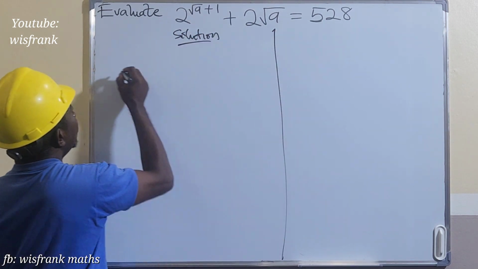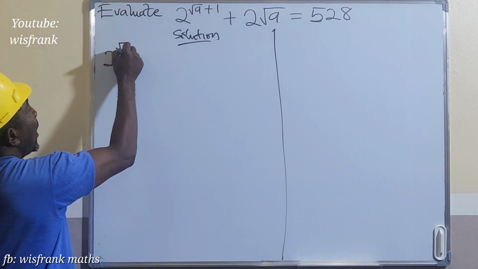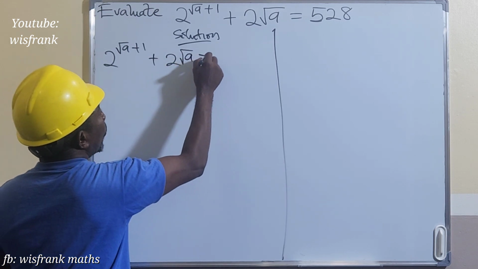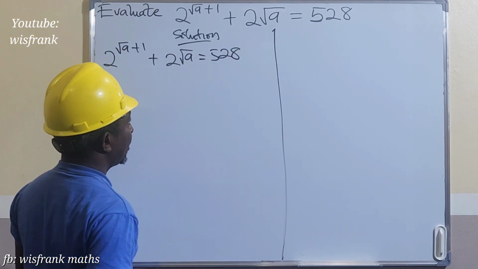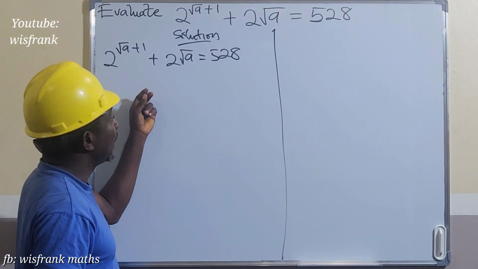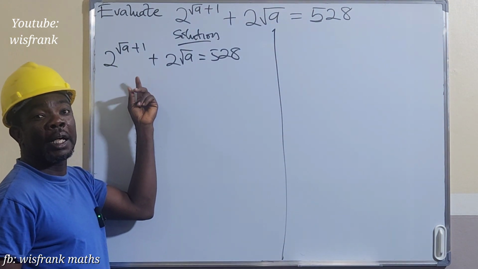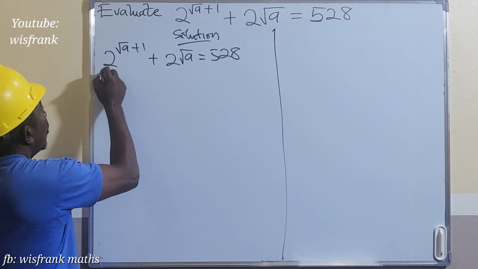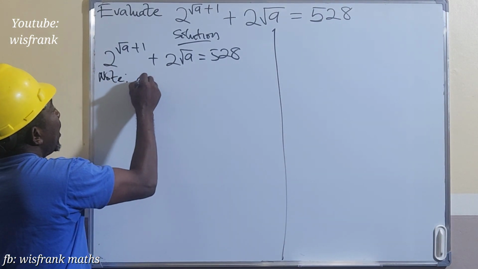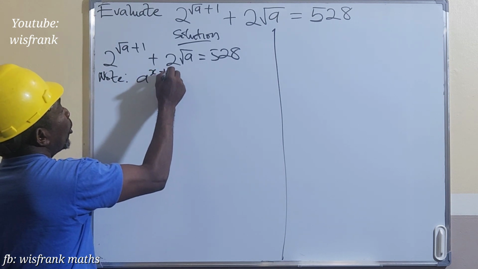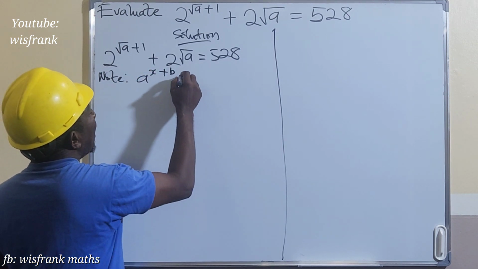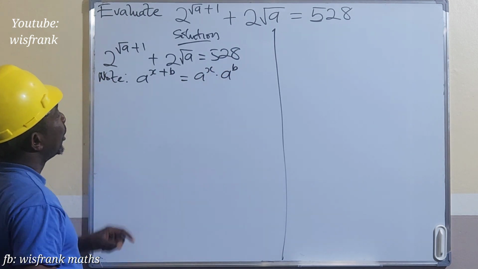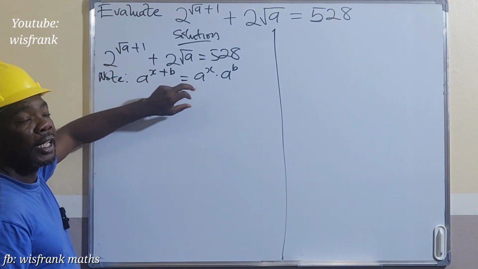We are given 2 to the power of root a plus 1 plus 2 root a equals 528. In this case, we can see that this is a combination of exponential and also radical equation. What we are going to do now is to recall: when we have a to the power of x plus b, it is the same thing as a to the power of x times a to the power of b. So in this case, we are going to express this in this format.